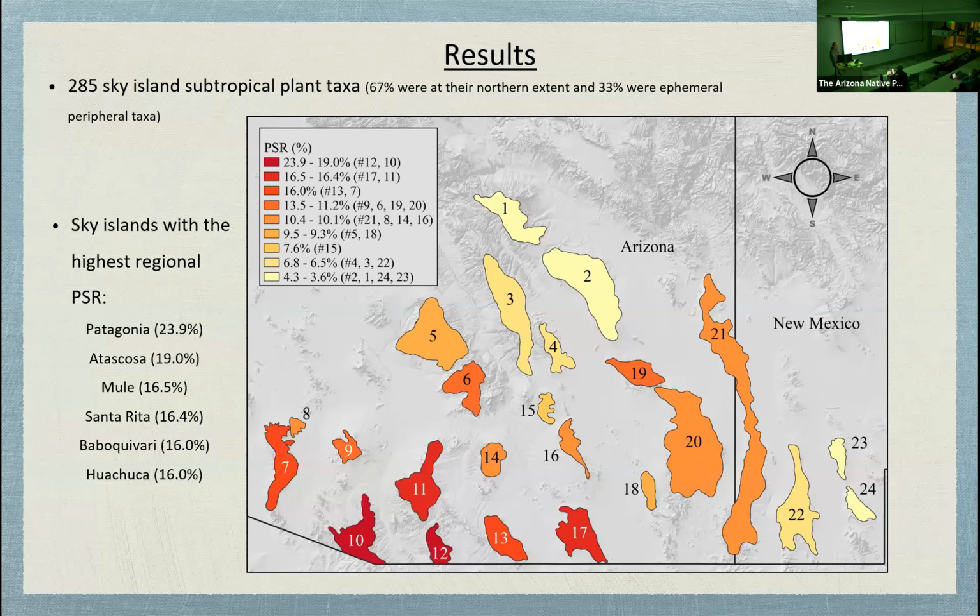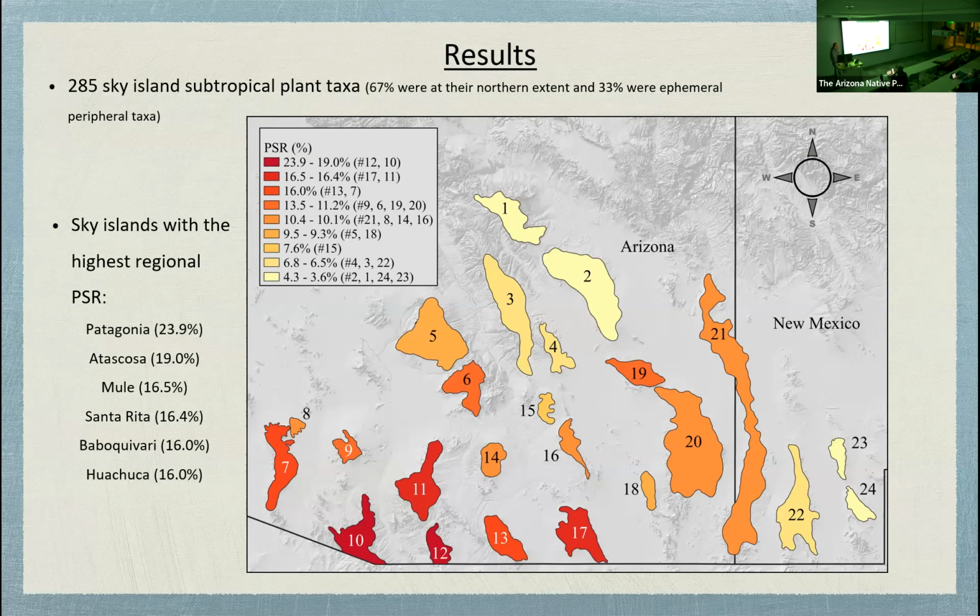Here's the results. We came up with 285 subtropical plants in the Sky Islands, which is rather remarkable when you think about it. That represents about 13.5% of the total species richness within the Sky Islands. So a significant amount of subtropical plants. Almost exactly 2/3 of these are peripheral plants that stop in the Sky Islands, finding their northern extent there, while 1/3 were the ephemeral peripheral taxa, ones that mostly stopped in the Sky Islands, but were found in a handful of populations just to the north or the northeast.